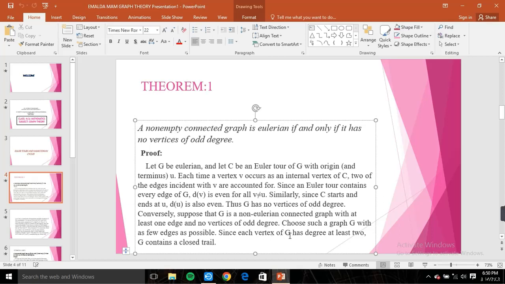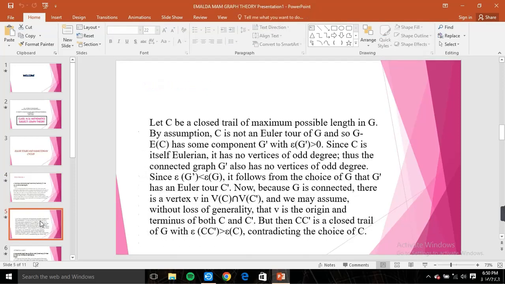Since each vertex of G has degree at least 2, G contains a closed trail. Let C be a closed trail of maximum possible length in G. Therefore by assumption C is not an Euler tour of G, because C is a closed trail of maximum possible length in G.